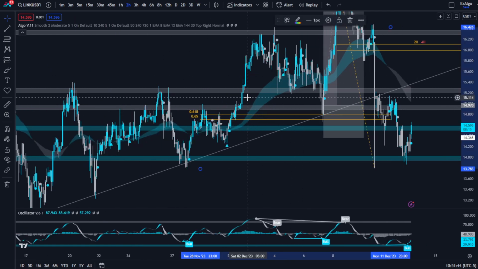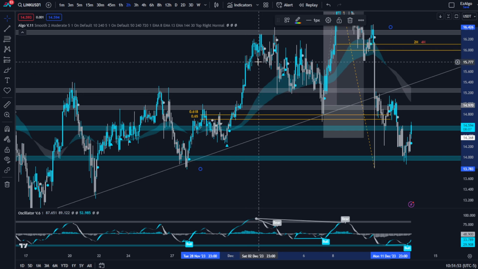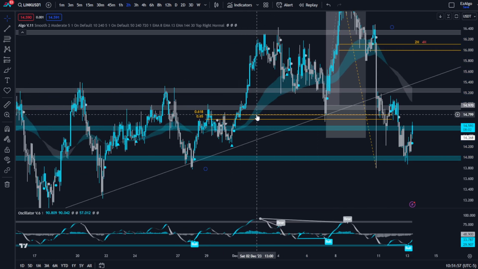So again, I'll wait for the pullback using my golden pocket fib, drawing from the major swing low, which in this case was right around here, to the swing high. And I noticed that the golden pocket was overlapping or very close to this 2 hour support level.